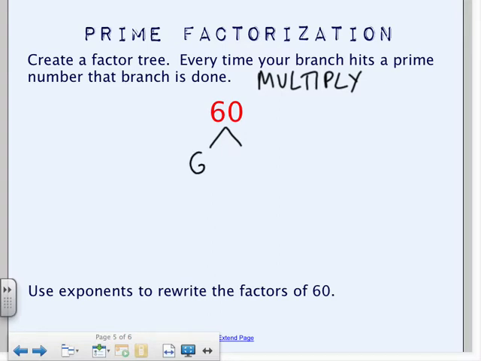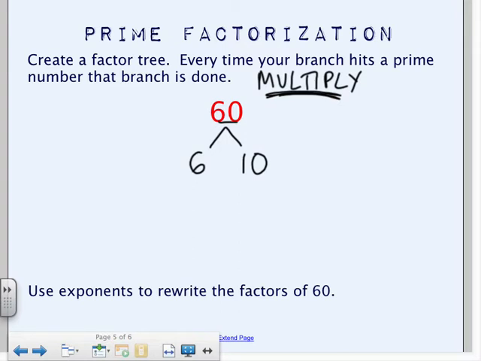I use my divisibility rules, and I see 6 and 10 is pretty obvious. Whenever it ends in a 0, I like to use 10. You could have done 2 and 30, that's fine. 4 and 15, you'll get the same answer no matter which ones you do, as long as they multiply to equal the number above it, okay? So use 6 and 10.